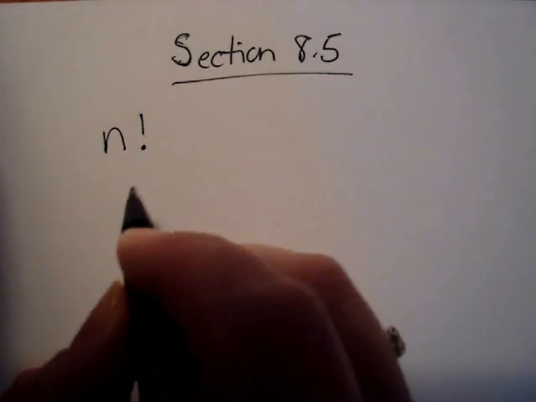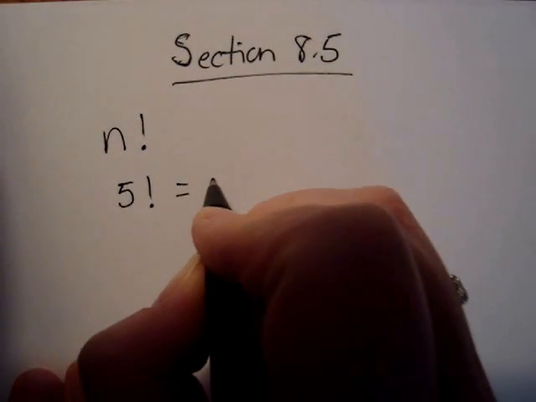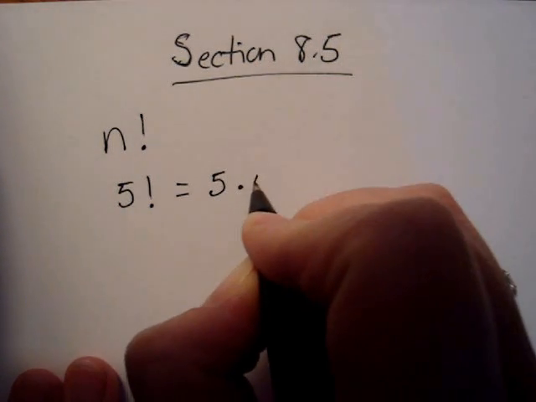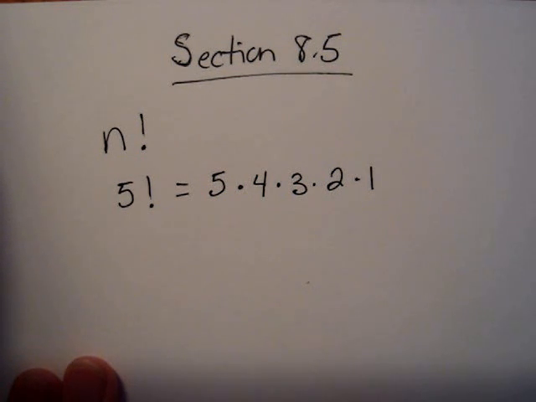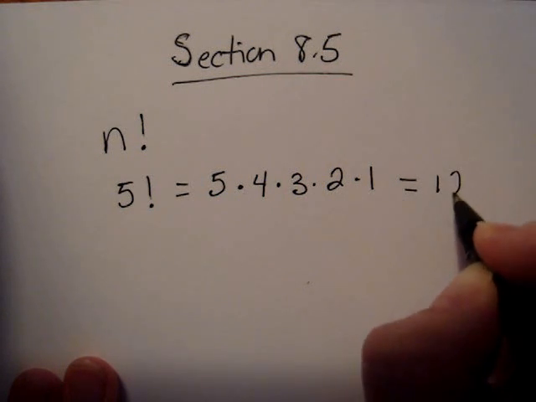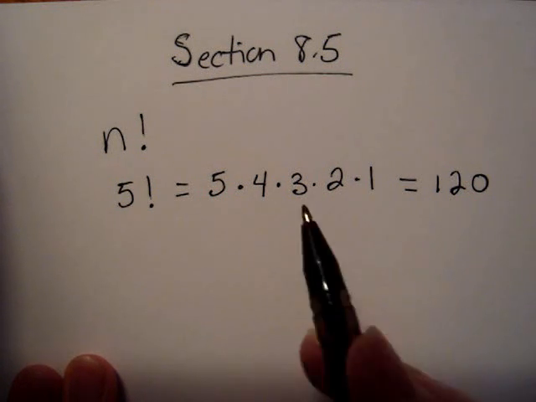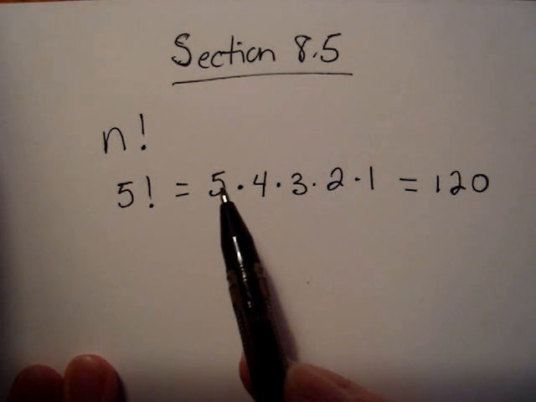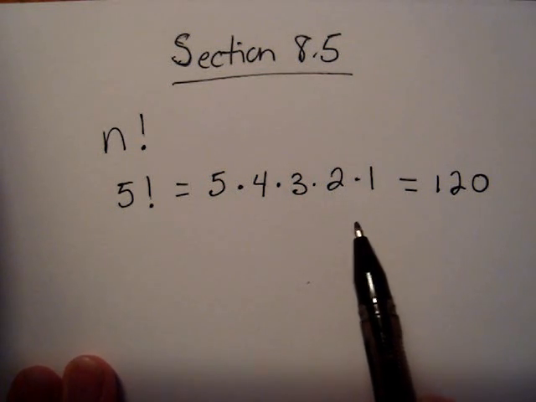And what it means is it means multiplication. So for instance, if I have 5 factorial, that means I start at 5 and multiply down times 4, times 3, times 2, times 1. And I multiply those numbers together, and the answer is 120. So factorial is a shorthand way of writing multiplication in a particular way. It's multiplication from some whole number down to 1. Okay?